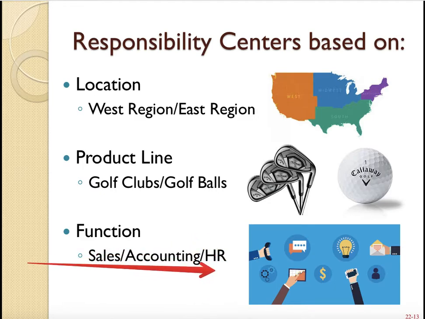Same thing with HR. They're responsible for making sure all the paperwork is filed for their employees, that they have their benefits, their training and all that stuff is done. And so they're going to have an HR manager who's in charge of all of the HR people below them. So these are just three different possible ways that a company could divide up their business, okay? Either by location, by product line, or by function, or even a combination of these.